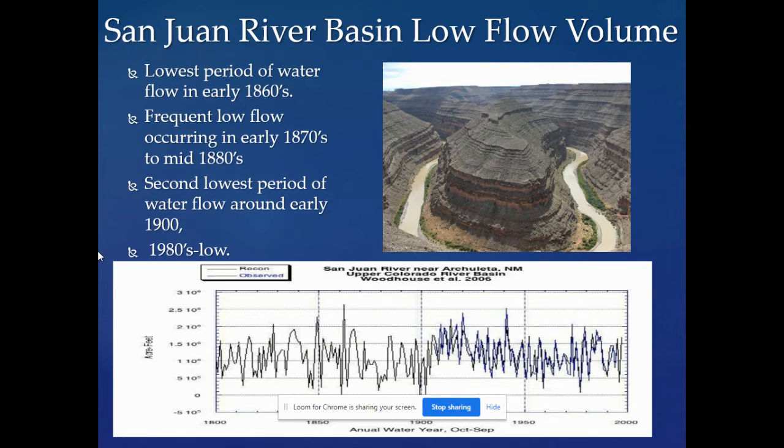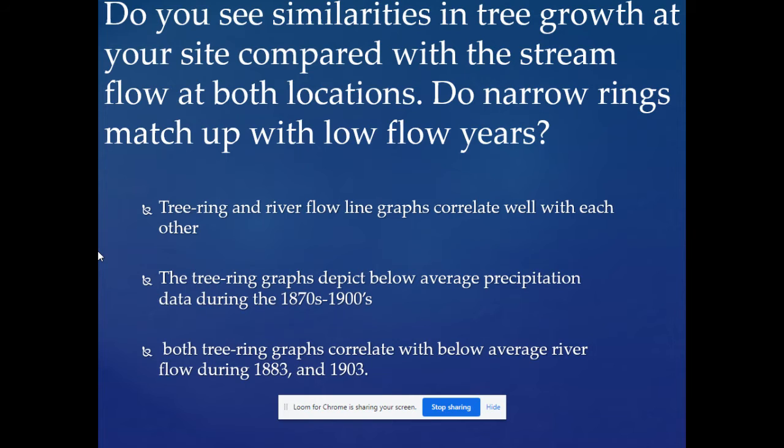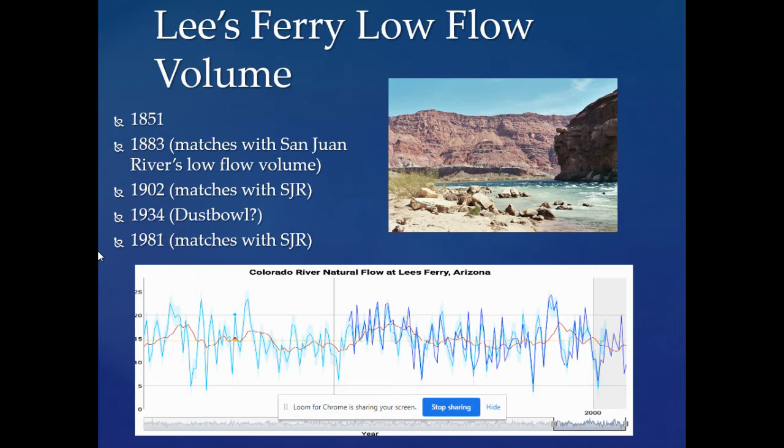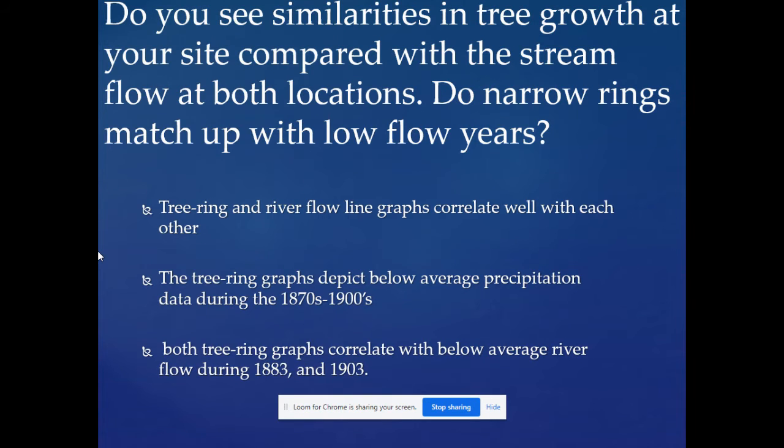I'm not asking you guys to personally crunch any numbers. You can find these online. Lee's Ferry for low flow volume. You'll be looking up Lee's Ferry a little bit. Tell me what happened in different years. Did you see similarities in tree growth at your site compared to the stream flow at both of those other locations? You're going to be comparing the San Juan River Basin and Lee's Ferry to whichever of the 3 sites you choose to do.